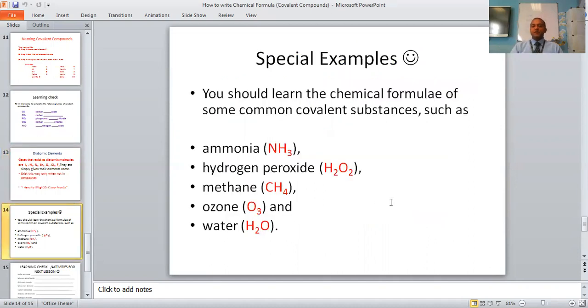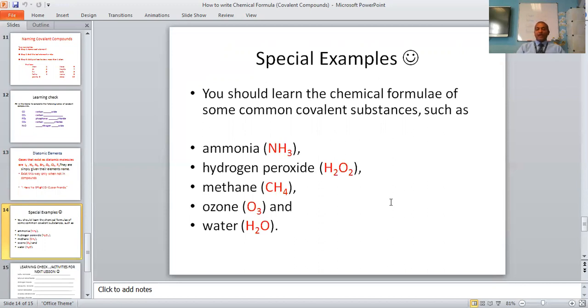And lastly, these are some special examples. These covalent compound already have very special name. They do not use the normal naming. Instead, they are known with this term. For an example, ammonia is always NH3. Hydrogen peroxide is H2O2. Methane is CH4. Ozone is O3, and water is H2O. So this is the term that we use to describe this covalent compound, and we do not use the prefixes that we have learned just now.